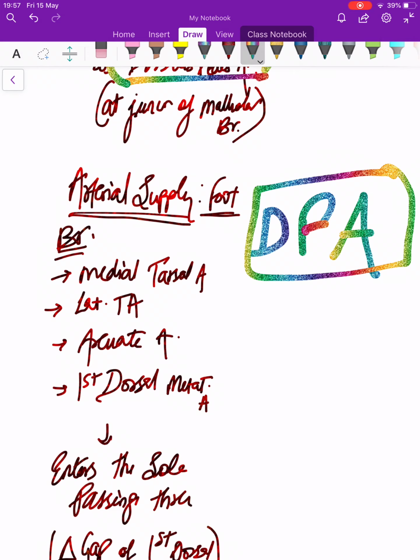So the branches of the dorsalis pedis artery are the medial tarsal artery, then the lateral tarsal artery, then the arcuate artery, ठीक है, एंड देन द फर्स्ट डोर्सल मेटाटार्सल आर्टरी. ठीक है, फर्स्ट डोर्सल मेटाटार्सल आर्टरी.